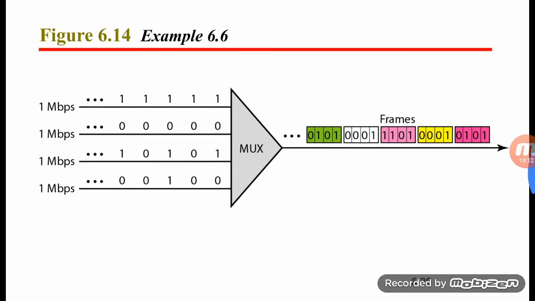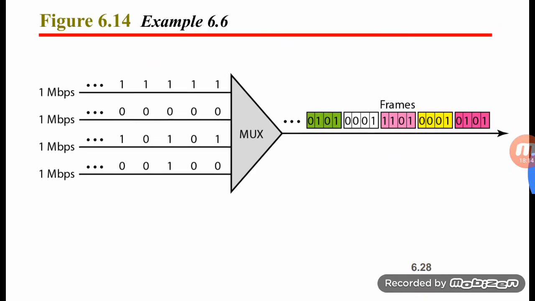In this example, instead of 3 users, I have 4 users. Instead of 1 kilobit per second, the speed of each user is 1 megabit per second. And you take 1 bit from each user to make 1 frame. Right? So you can see here I have 1, 2, 3, 4 bits from each user. So here 1 frame has how many bits? 4 bits, because I have 4 users.